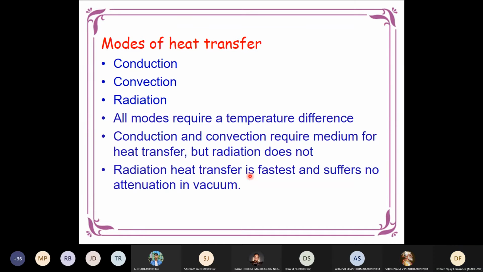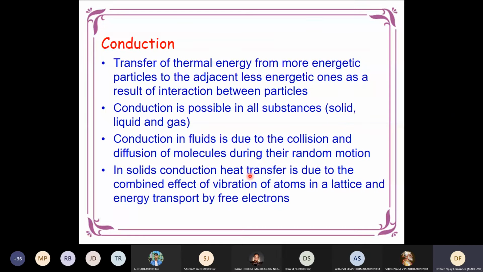Okay, so we will take up the first mode, conduction heat transfer. So how does it take place? Conduction heat transfer takes place as energy transfer from more energetic particles to the adjacent less energetic ones as a result of interaction between particles. So conduction is the thermal energy transfer taking place between the particles of a substance.